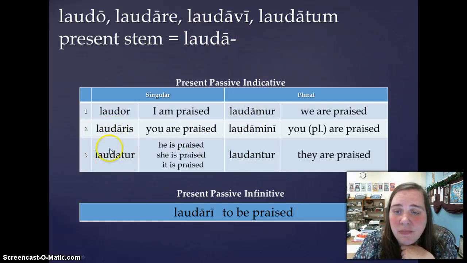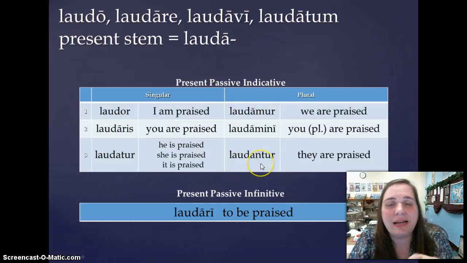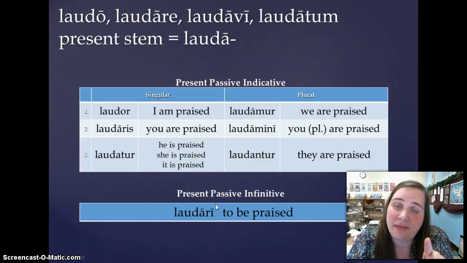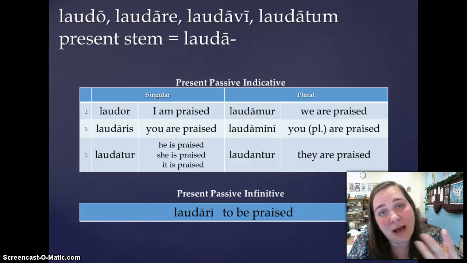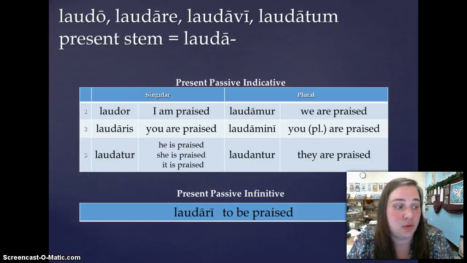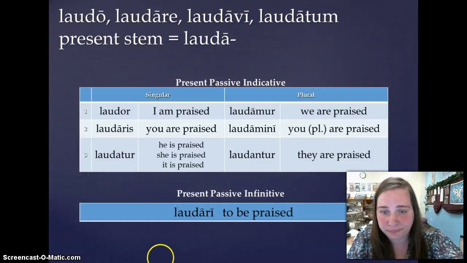Laudator, laudamor, laudamini, laudantor. Now, ladies, I've noticed that a few of you guys have stopped writing down all of the example verbs. Don't do that. You must write them down. This is how you get the practice of not just learning how to form these verbs sort of in theory, but how to do them actually in practice, okay?